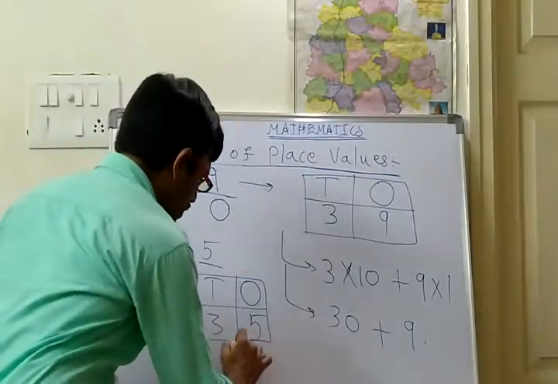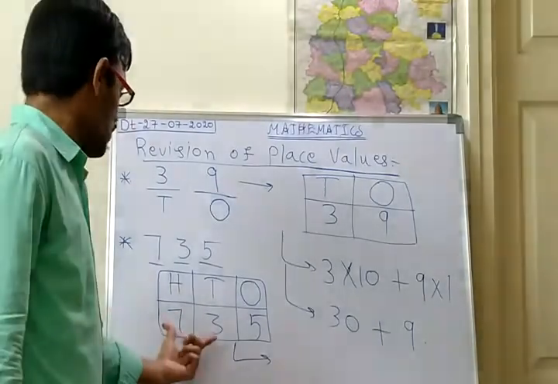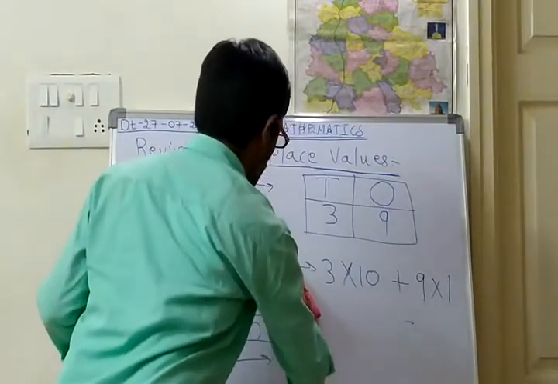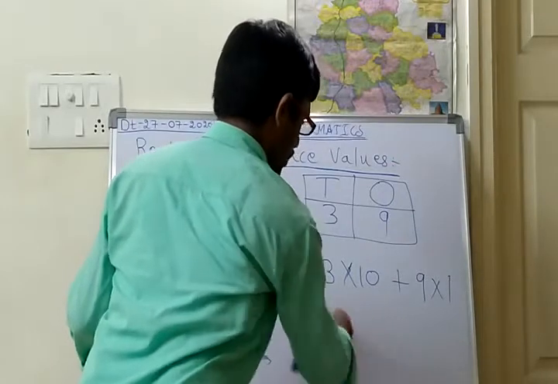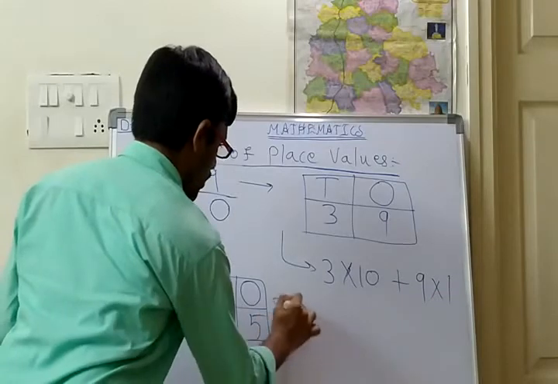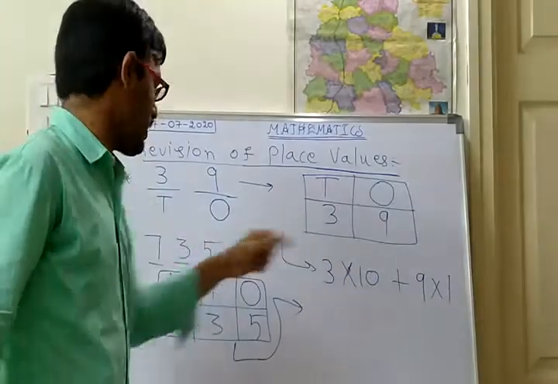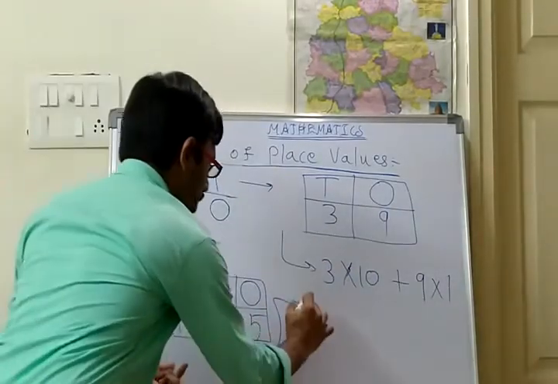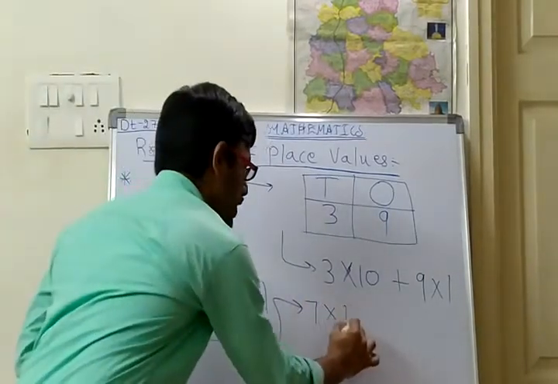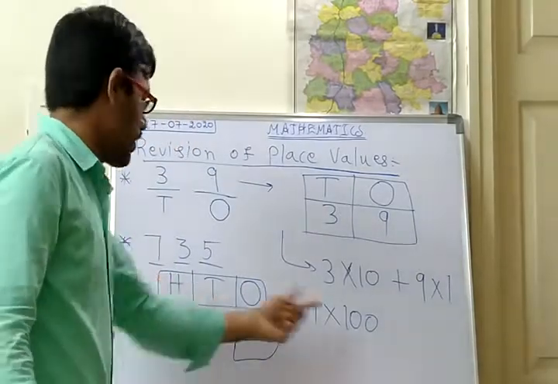So for this number we should take the expansion. How should we take the expansion? So 735 means, first of all you should take the expansion like this. So first, what is the number? 7. 7 is at the hundreds place. So 100, that's why 7 into 100. So that's why 7 into 100 plus.